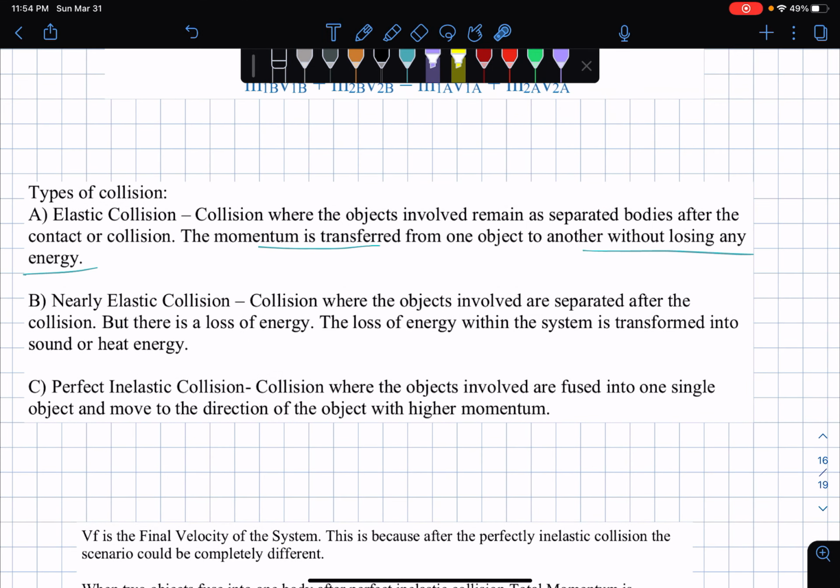So for letter B, the nearly elastic collision, this is the collision where objects involved are separated after the collision, but there is a loss of energy. I think that's important to note. We did not have this earlier. I'm not sure how this is supposed to bode well with the impulse momentum theorem, based on what it states, as well as the law of conservation of energy. They both state that nothing is lost, but here there is a loss of energy. I think that's worth noting.